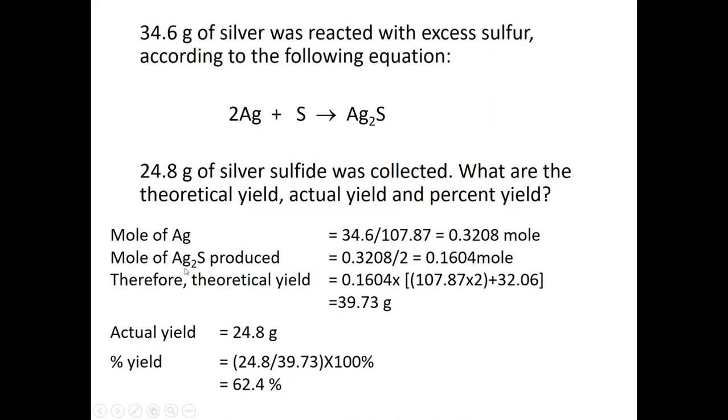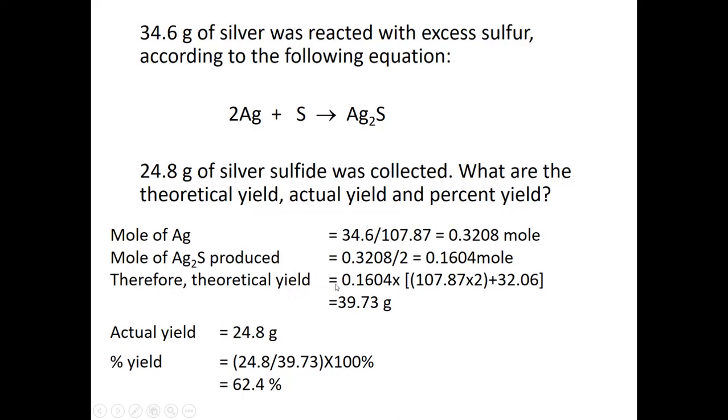And for the mole of silver sulfide produced, so mass over molar mass. Okay, what is the mass for silver sulfide? This is not a mass, this is the mole. So you want to get the mole. So basically here is mole of silver. So 0.3208 mole of silver divided by 2 mole of silver in this reaction, the stoichiometry. Then you get how many mole, here referring to 0.1604 mole of silver sulfide.